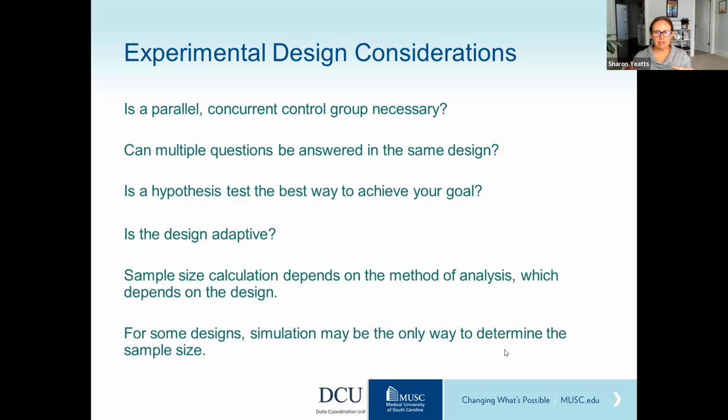And just keep in mind that for some designs, simulation really may be the only way to determine the design or the sample size. And if that's the case, there's legwork that's involved in determining the sample size and those operating characteristics. So you want to make sure that you've approached this conversation early enough that you have time to do that legwork.